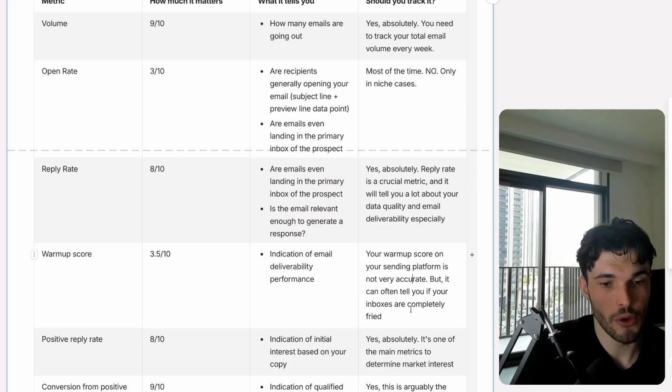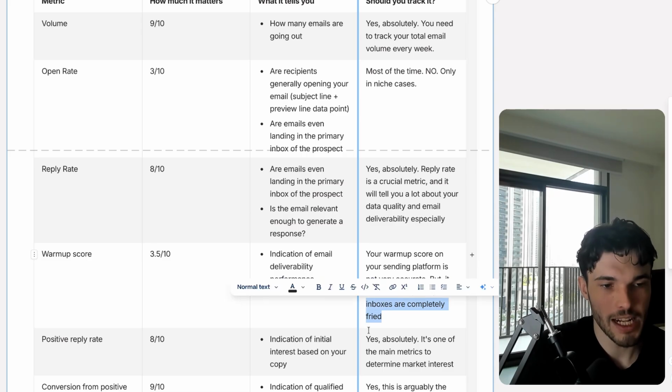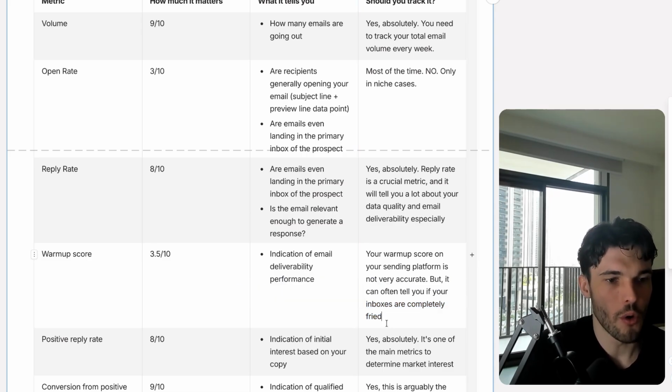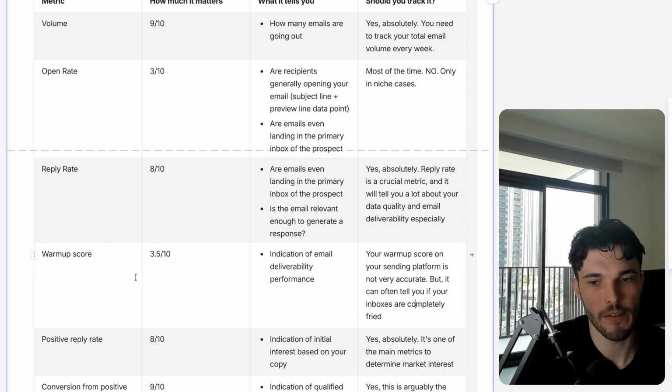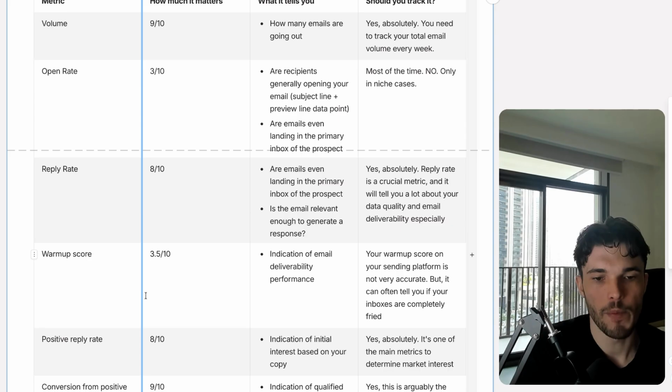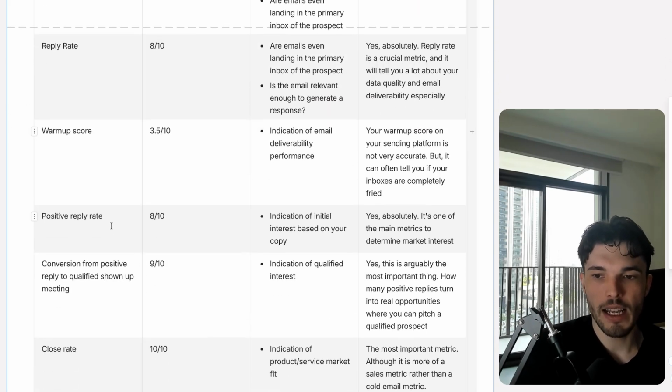Now, what it can do is tell you if your inboxes are completely fried. So if your warm-up score is under 90 or something, you definitely know something is just completely wrong. It's messed up completely. That's why I give it a 3.5 out of 10, because it does have that use case. The next thing is the positive reply rates.